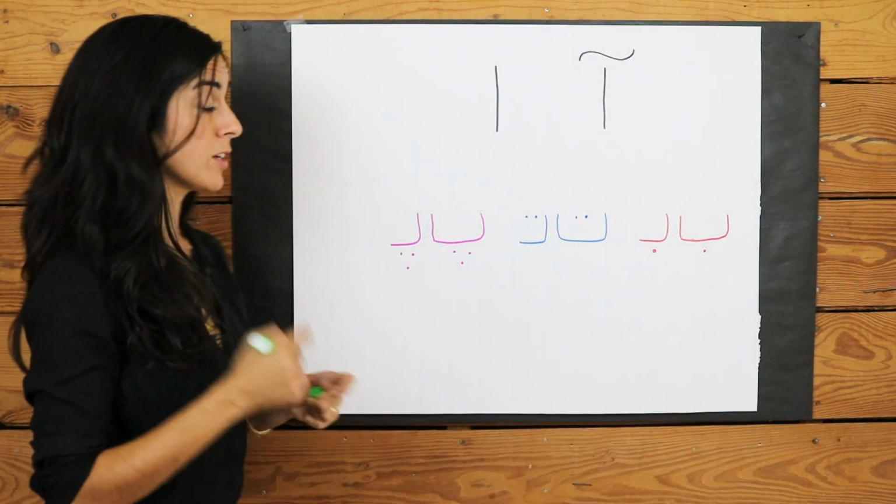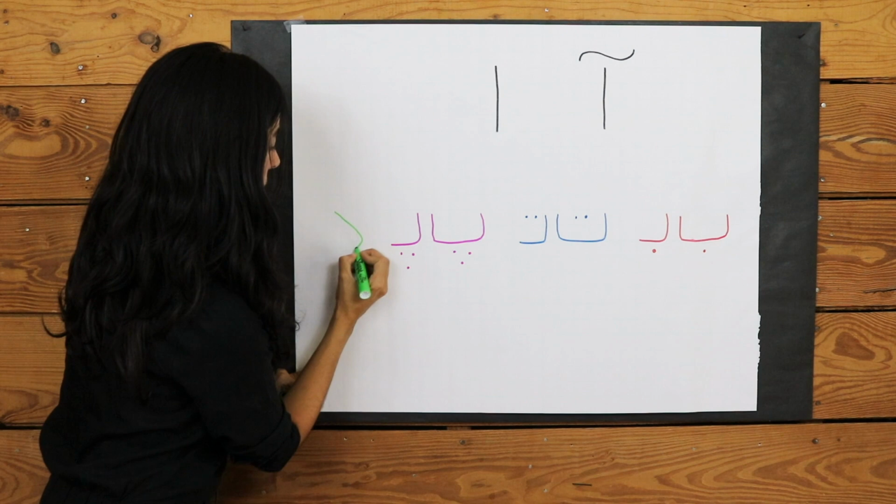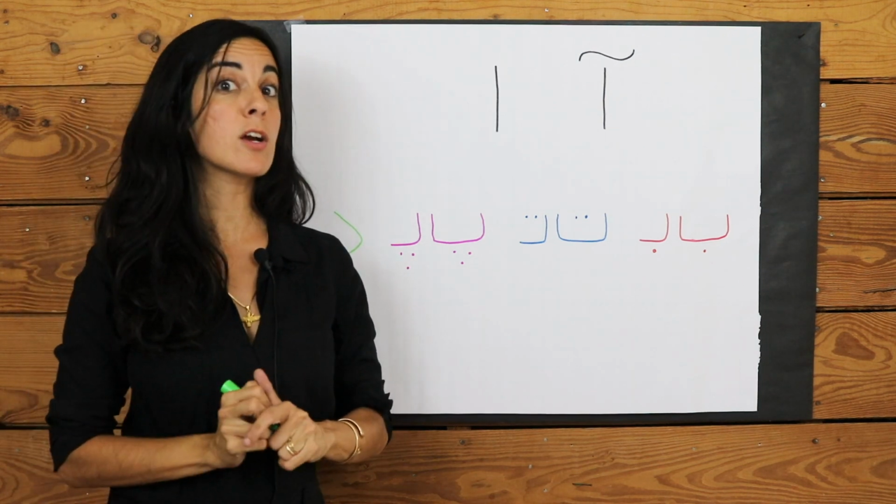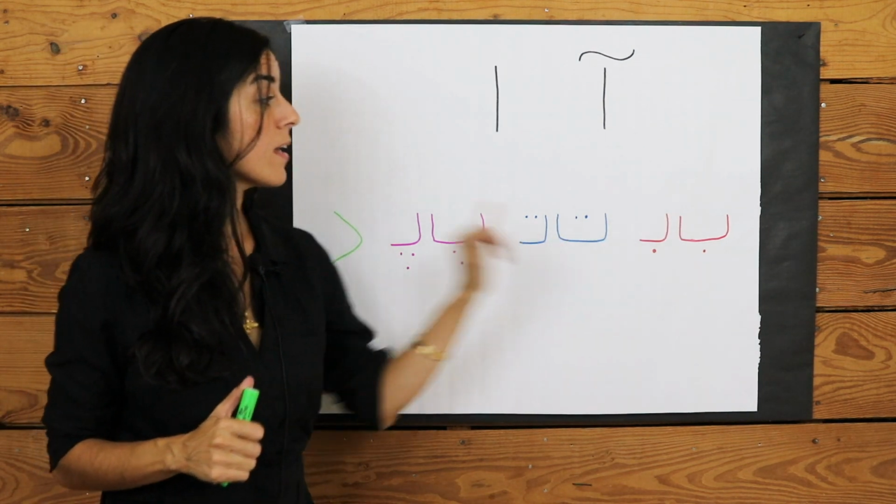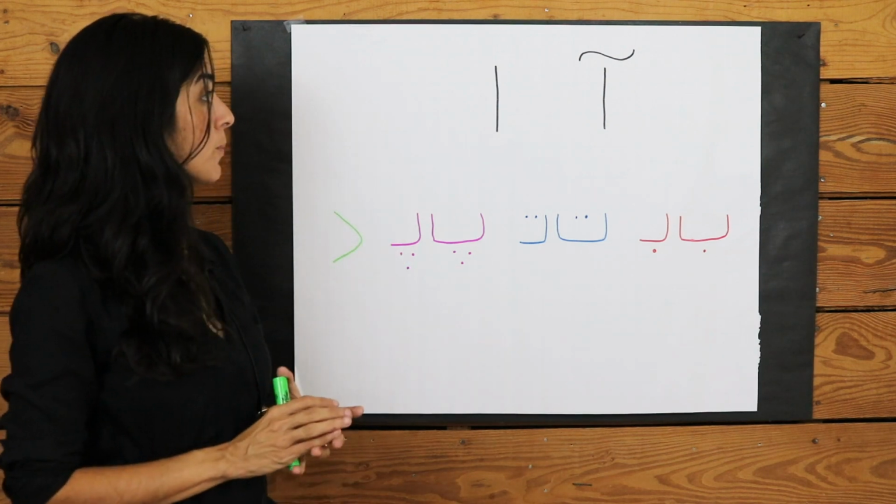And the last letter we're going to learn today is de. That's also a very popular letter. We went over be and de in our last lesson, so hopefully you remember those.